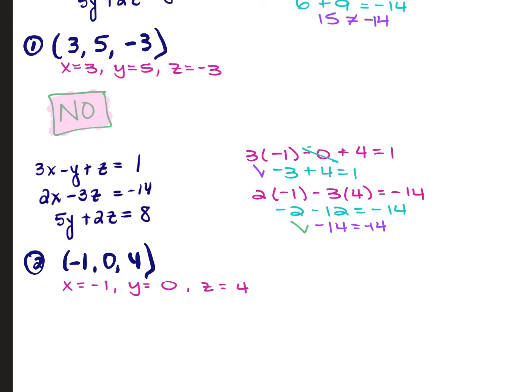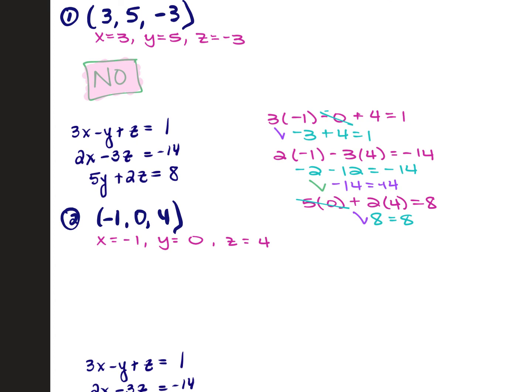For your last one, you have 5 times y. So 5 times 0 plus 2 times z, which is 4, is equal to 8. Anything times 0 is 0, so that 5 times 0 cancels out. 2 times 4 is 8, and 8 is equal to 8. So that gives you a true statement as well. So all 3 are true statements. This one is yes.